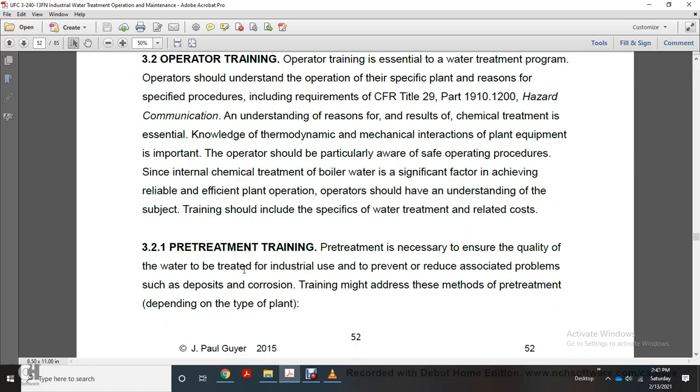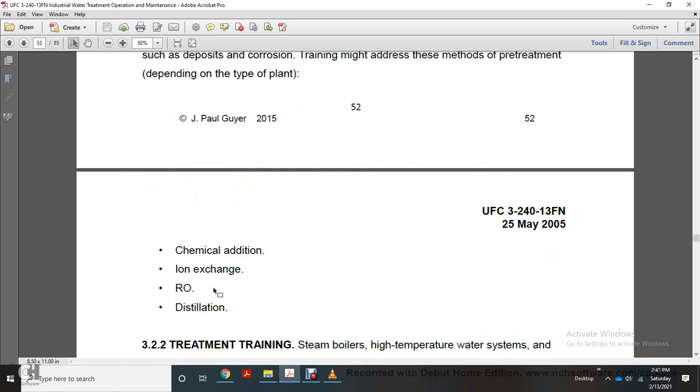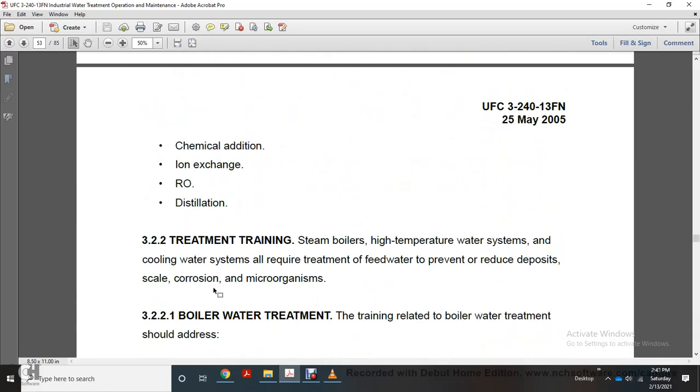With pre-treatment and training, pre-treatment is necessary to ensure the quality of the water treated for industrial use, preventing and reducing associated problems such as deposits. The training might address methods of pre-treatment depending on the type of plant: chemical addition, ion exchange, RO, and distillation. Treatment of water, treatment training.